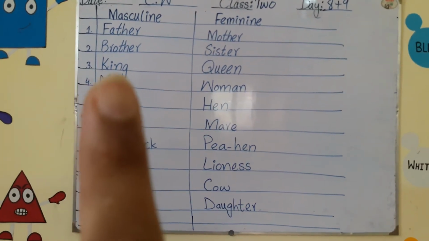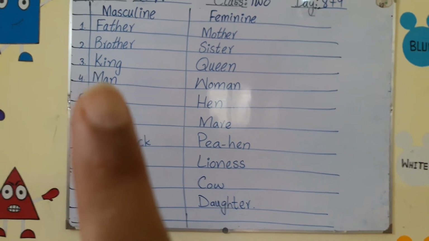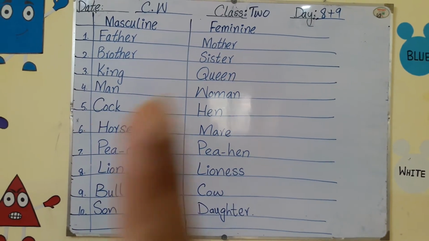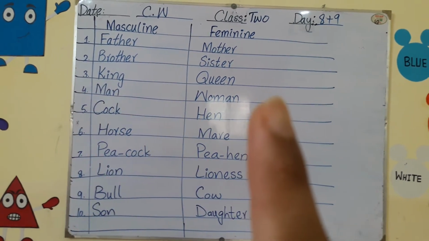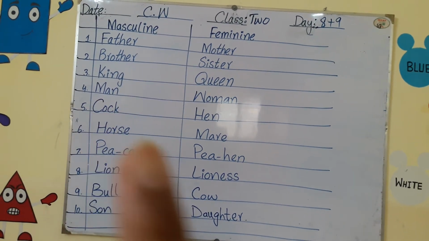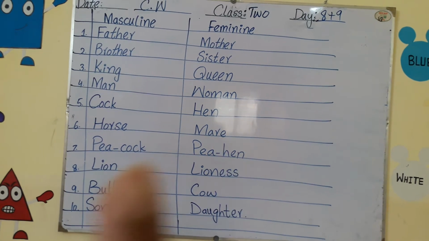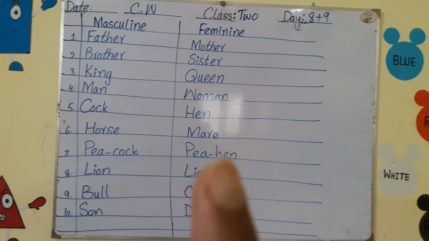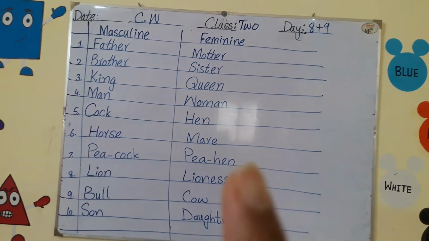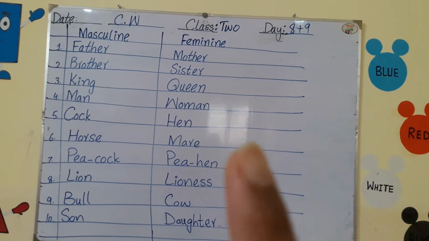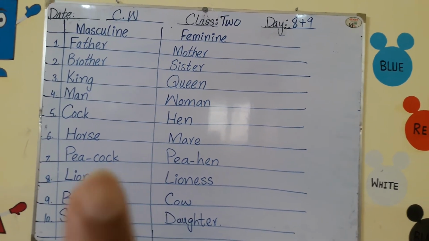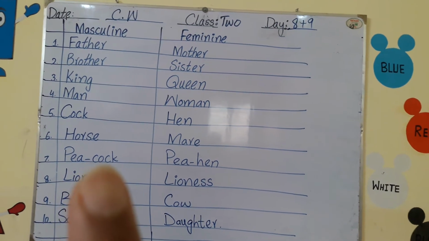Look, first word, father, mother, brother, bhai, sister, king, basha, queen, malka, man, woman, cock, murgha, hen, murgi, horse, ghoda, mare. The feminine of horse is mare. Mare, ghodi. Peacock, more.